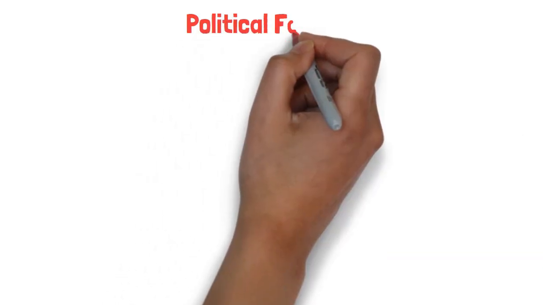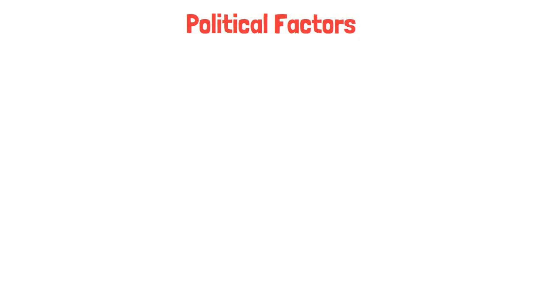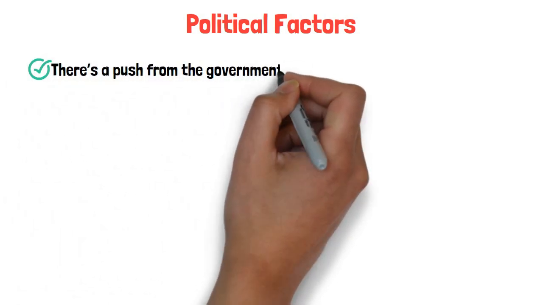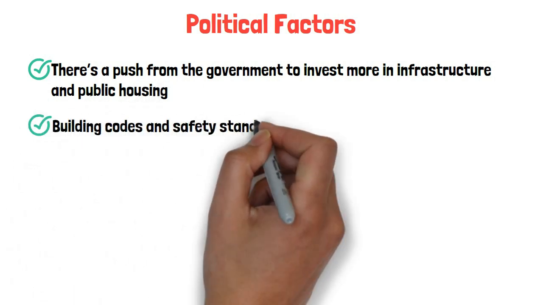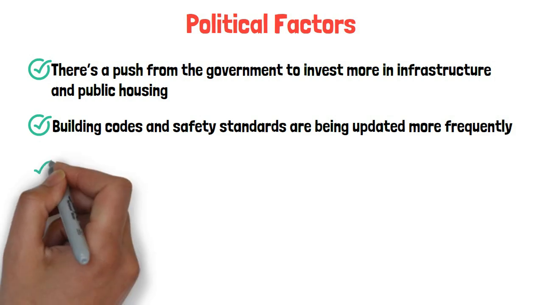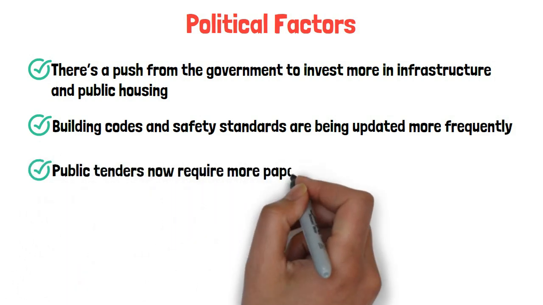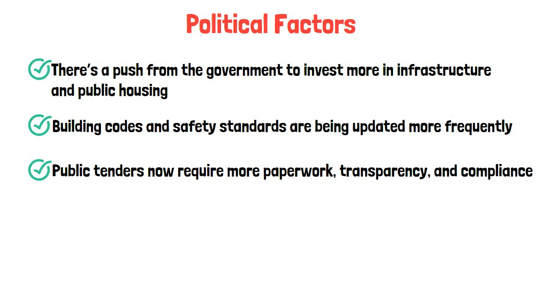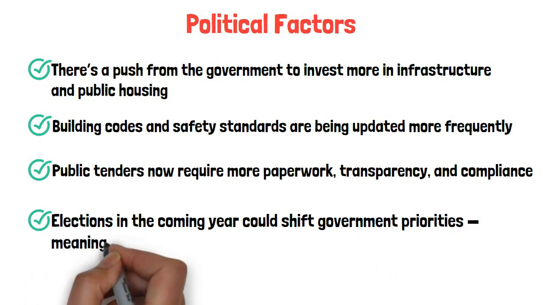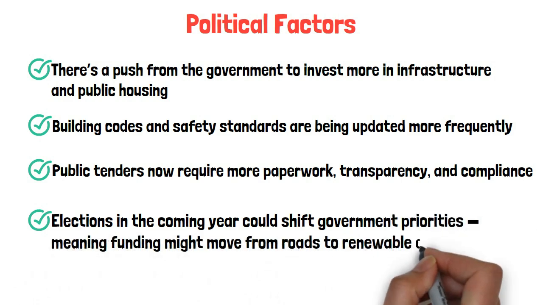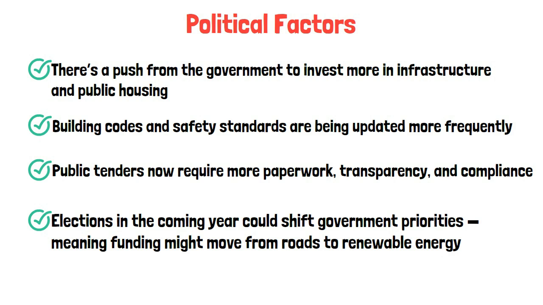Here's what they find. Political factors. Let's start with the political landscape, which heavily affects construction. There's a push from the government to invest more in infrastructure and public housing. Building codes and safety standards are being updated more frequently. Public tenders now require more paperwork, transparency, and compliance. Plus, elections in the coming year could shift government priorities, meaning funding might move from roads to renewable energy, for example. Skyline Structures realizes they'll need to stay on top of changing regulations and build strong relationships with local agencies.